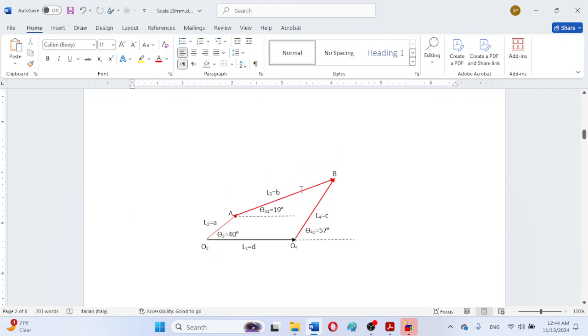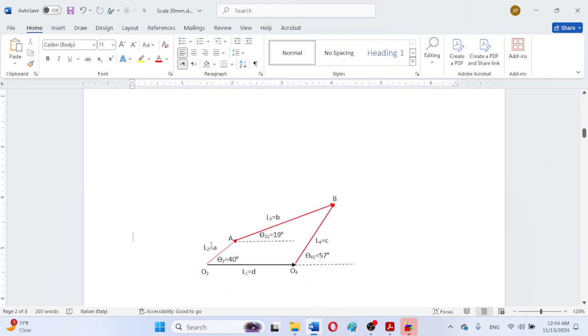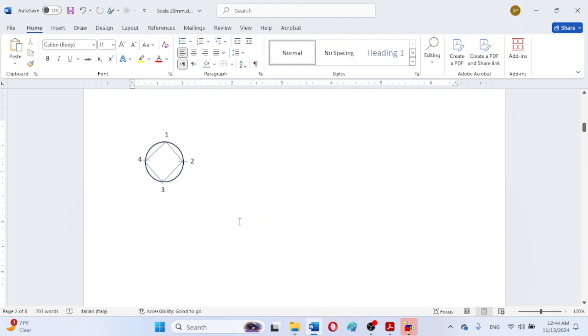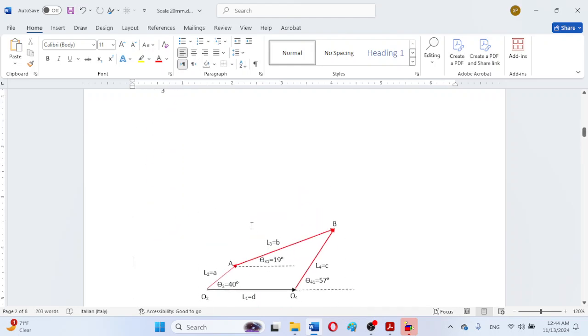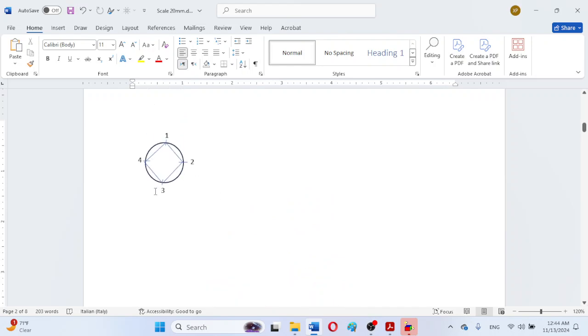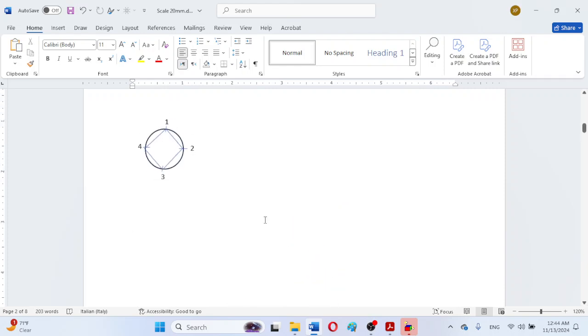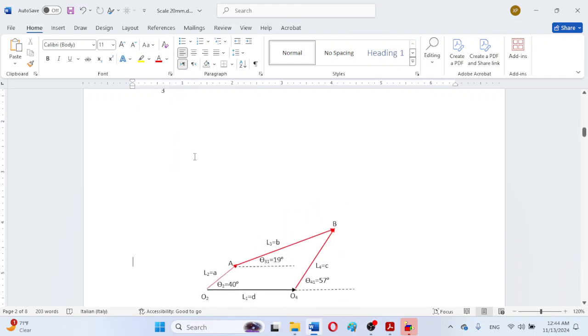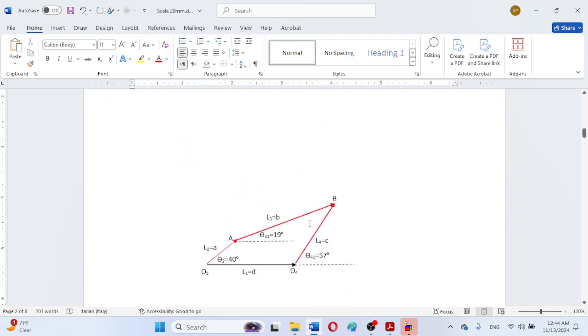And now we can observe that links 1 and 2 have been connected, and after that link number 2 and link number 3 have been connected, as shown in the actual circuit or diagram, and in this manner links 3 and 4 have been connected. So this is the line graph of this mechanism or circuit.